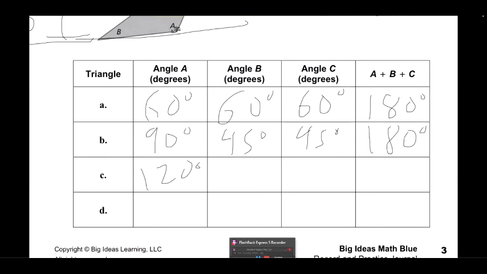They should be tiny little angles. 30. Add them up and they get 180 degrees.